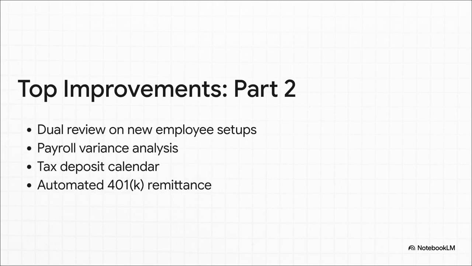And rounding out our top 9 improvements, we lock down those internal controls. We're talking dual reviews on all new employee setups, strict period-over-period payroll variance analysis before anyone hits approve, a mapped-out tax deposit calendar with automated reminders, and automating 401k remittances so they trigger exactly on the payroll date.